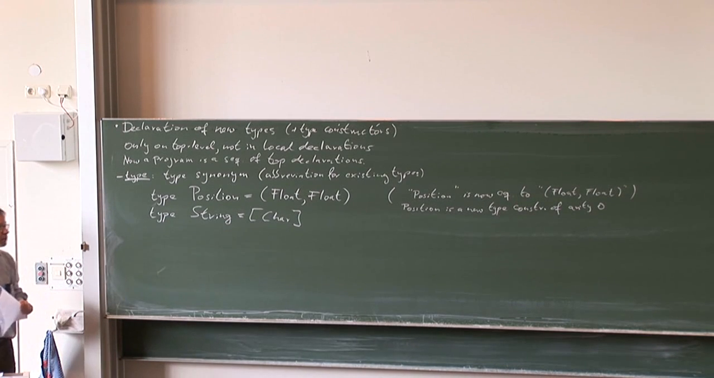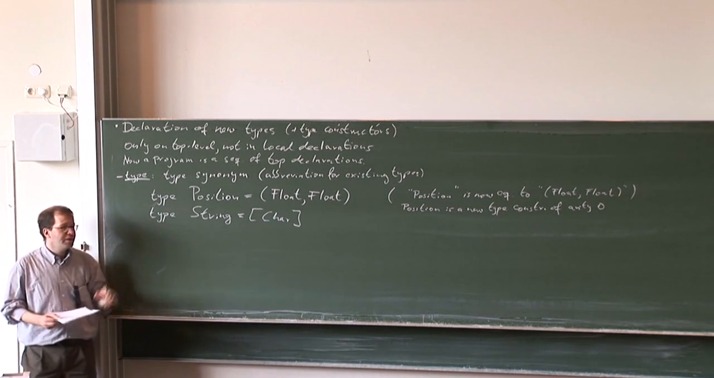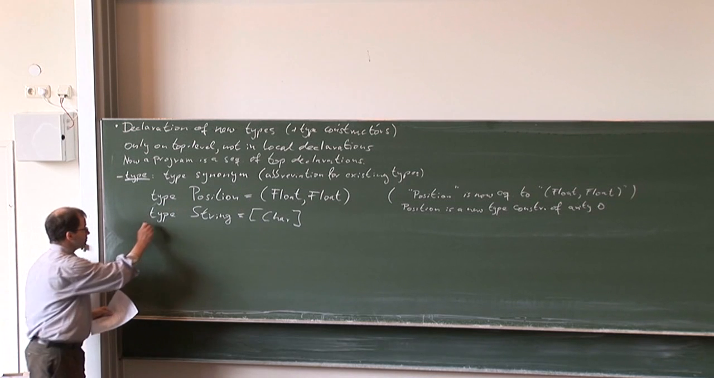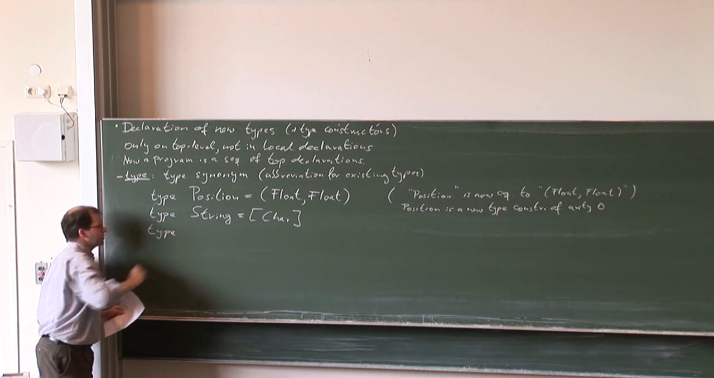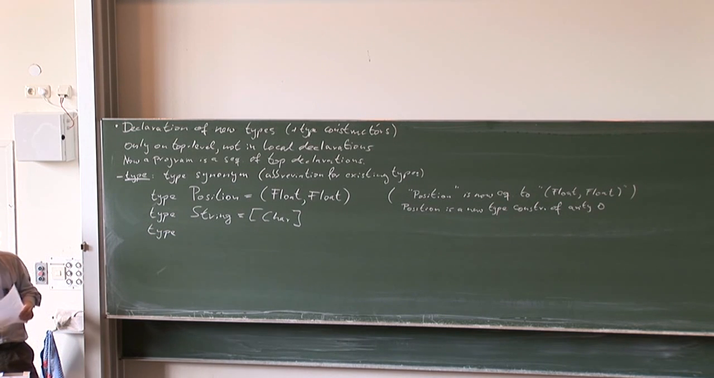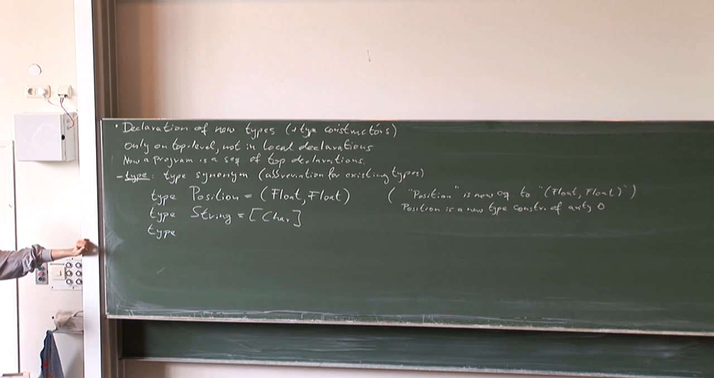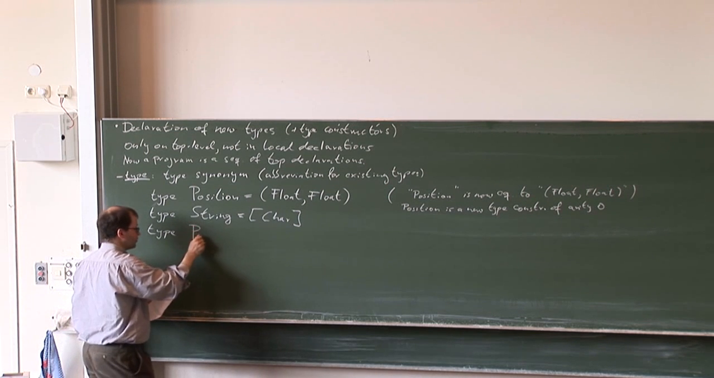Now, these type constructors don't have to have arity 0. They can also have higher arity. For example, let's introduce a type constructor of arity 2. And what this type constructor should do is it should take two types and make a new type out of them by building the tuple of these two types. So let's call this type constructor Pair.